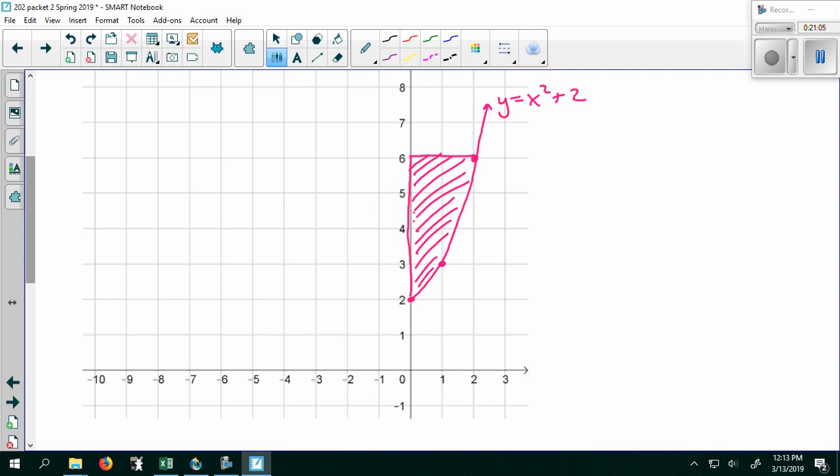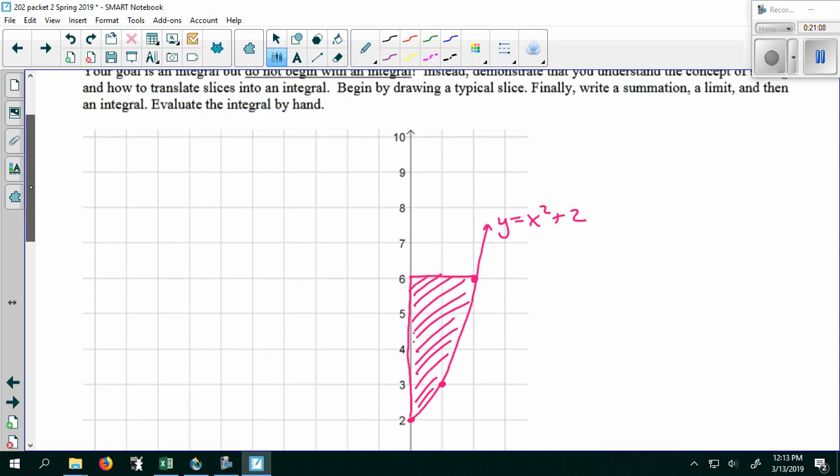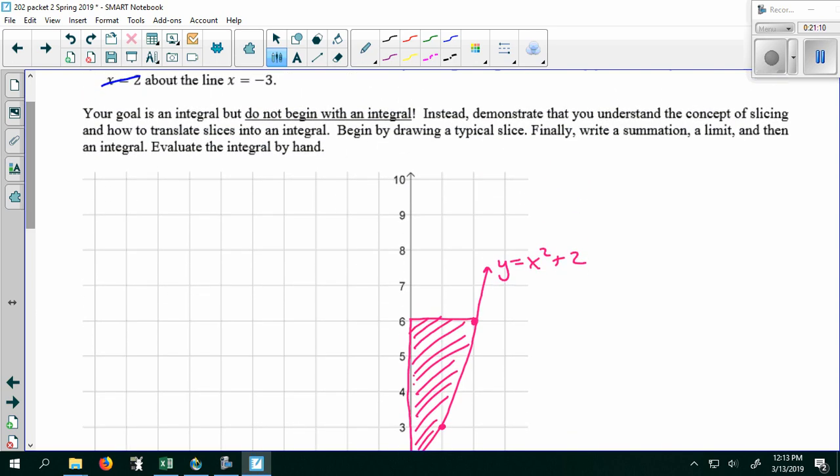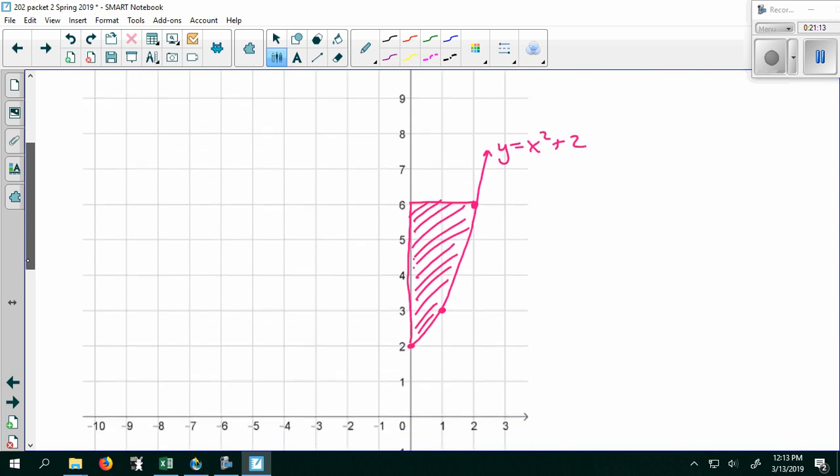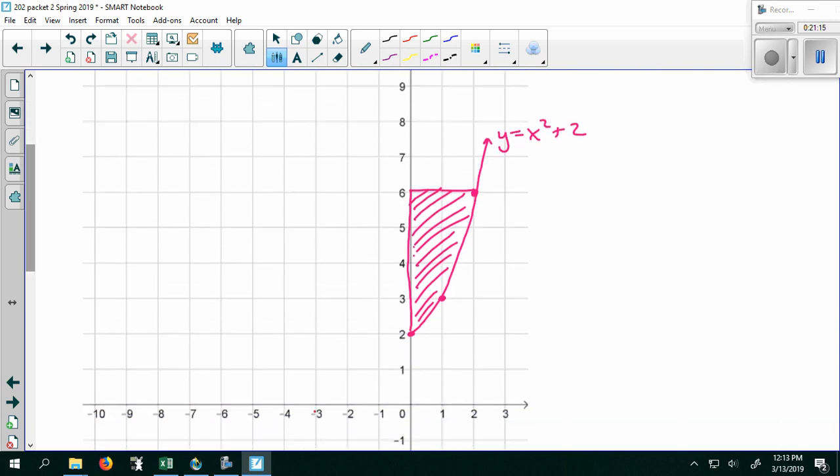And I'm going to rotate it about the line x equals -3. So let's see, that is right here. That's my axis of revolution. So I need to pick a representative rectangular slice in the generating region parallel to the axis of revolution. So I'm going to pick maybe this slice right here, draw a representative rectangle, and rotate that rectangle about the axis of revolution.